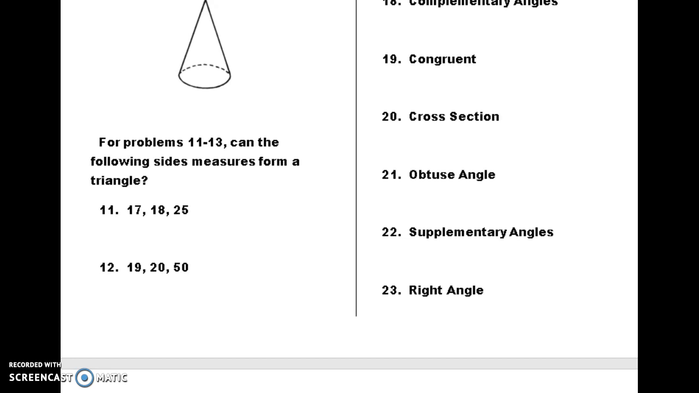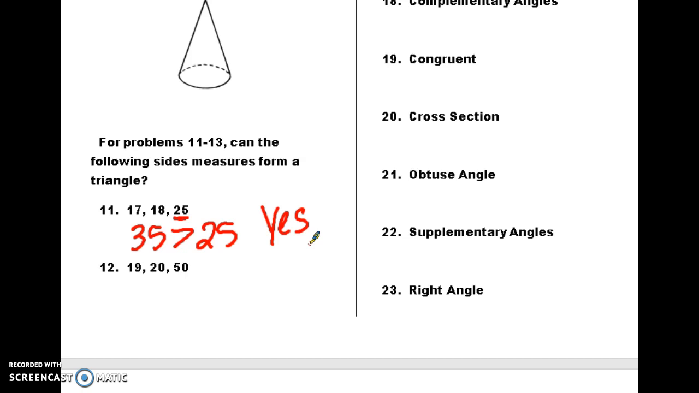So the first thing I'm going to do is underline my biggest side. That way I know my goal is to add up to be bigger than 25. So I'm adding 17 plus 18, which is 35. 35 is bigger than 25, so yes, those three sides can form a triangle.